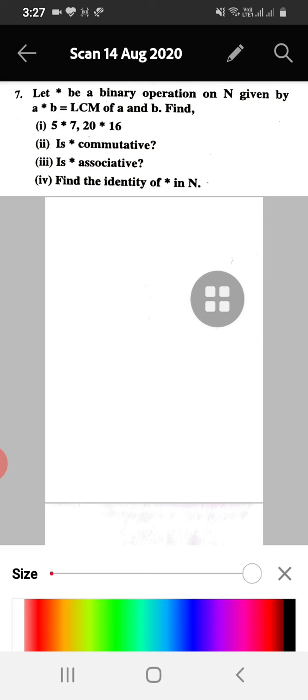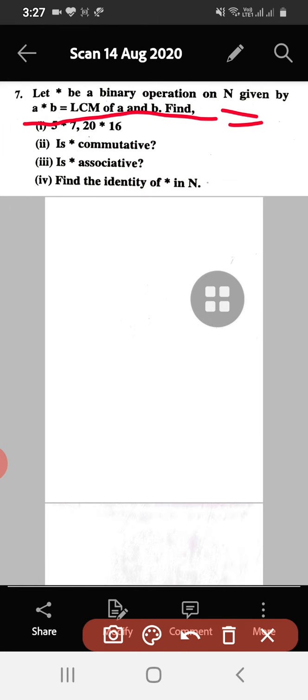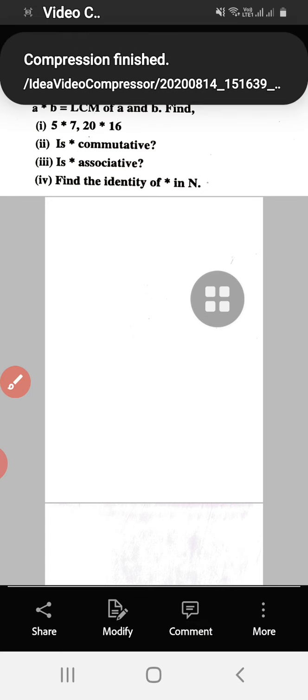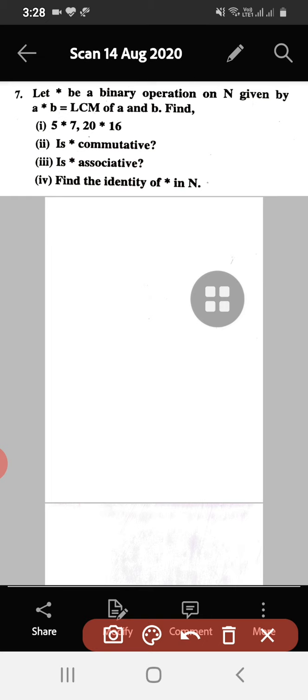Let star be a binary operation on the set of natural numbers N given by a star b is equal to LCM of a and b. As you are seeing on the screen, four questions are combined. This is very important.